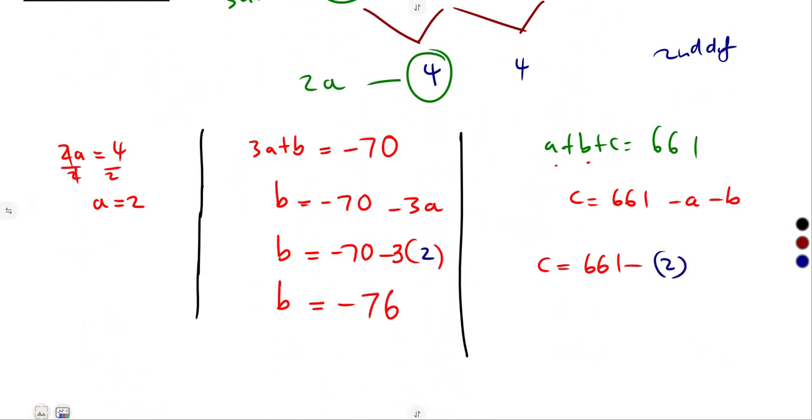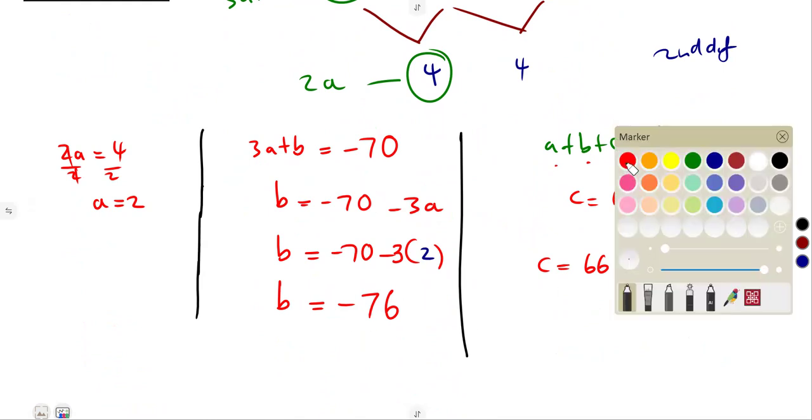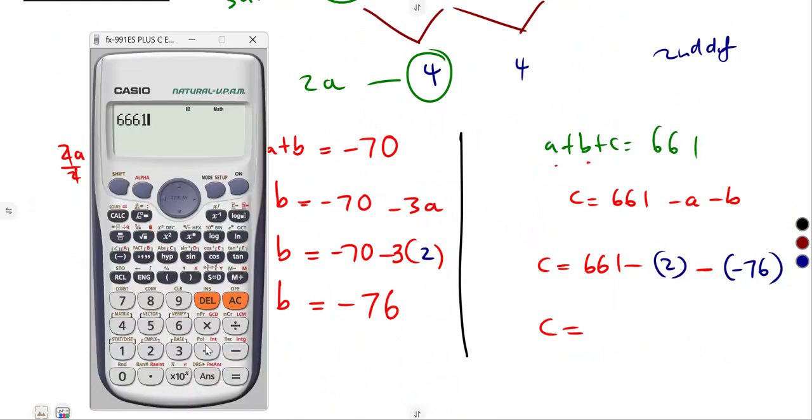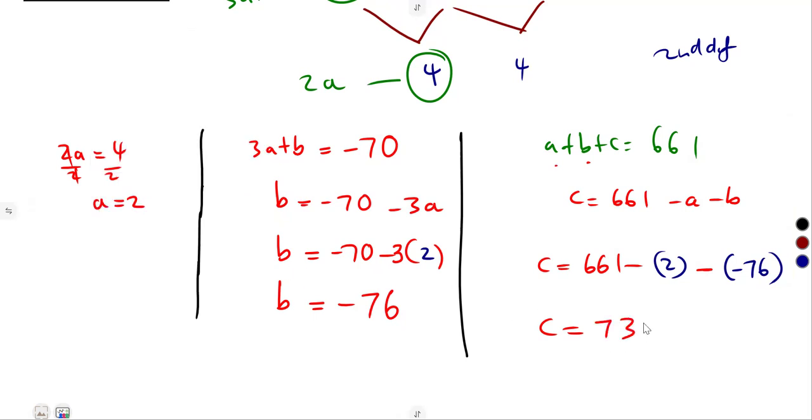That is 2 minus B. What is the value of B? Minus 76. So that was it. We are going to have the value of C from there: 661 minus 2 minus what? A negative 76. So that was going to give us 735.